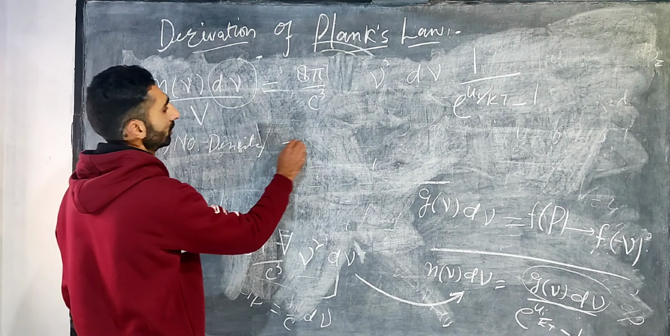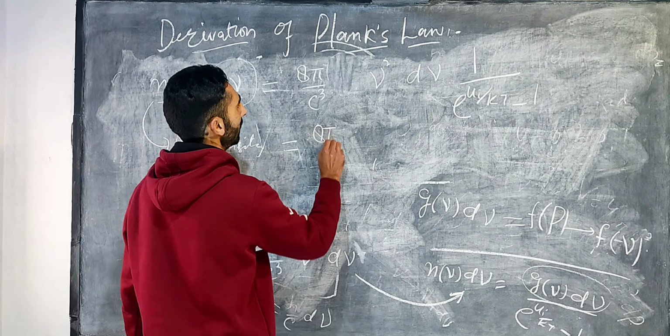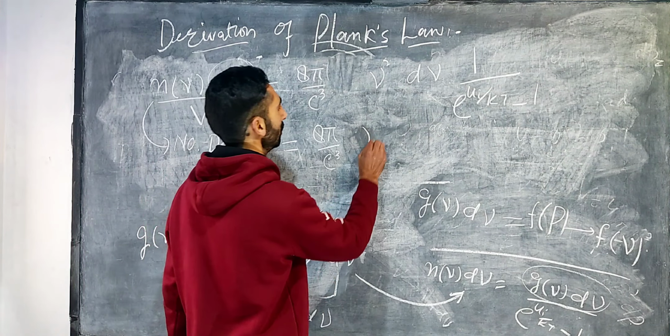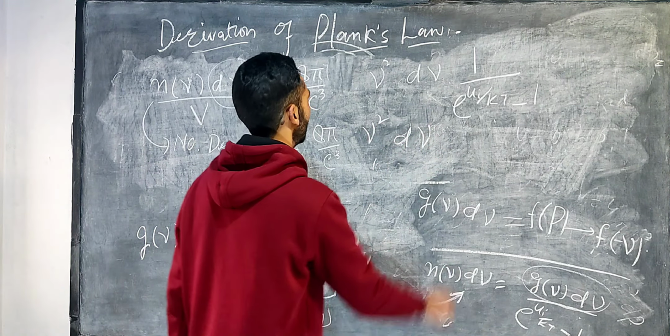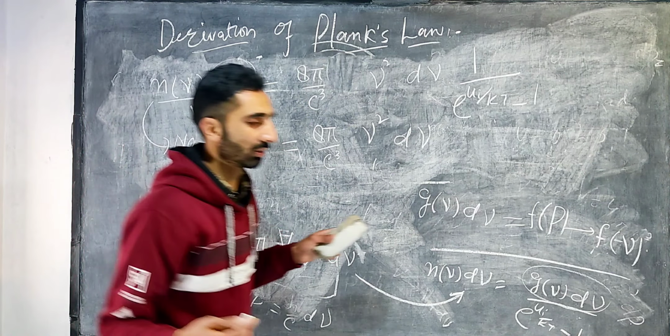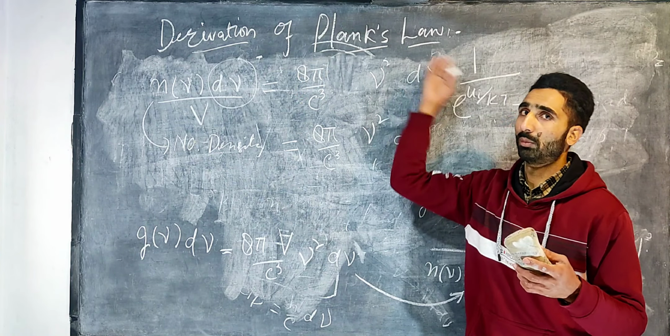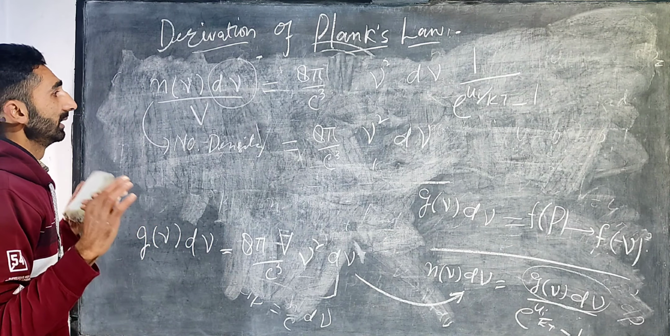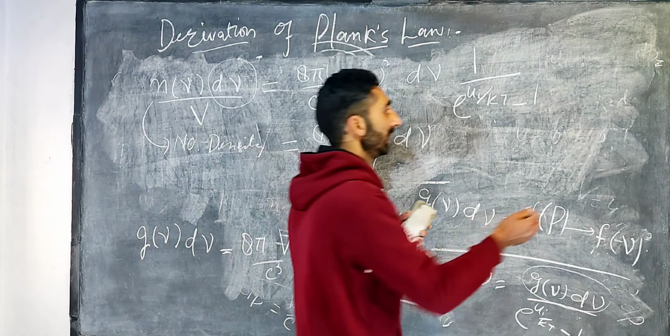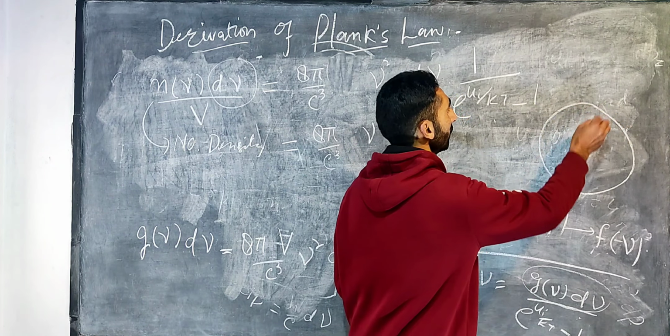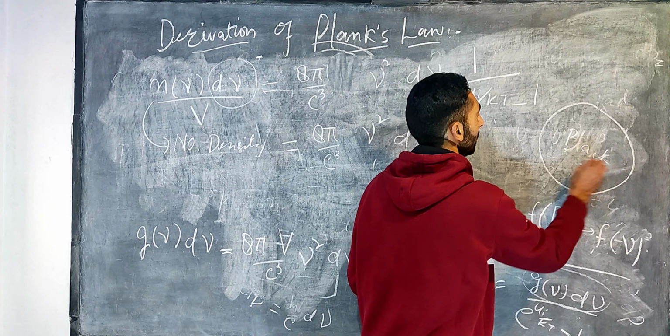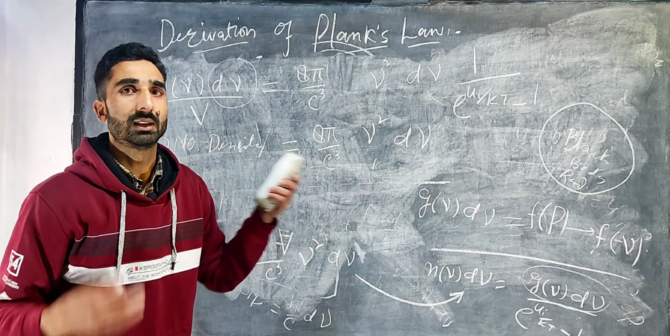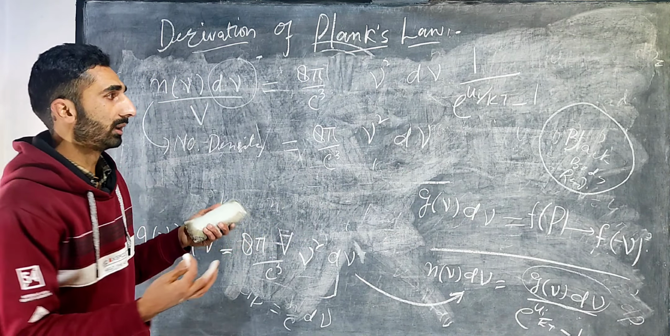So that will be equal to 8 pi divided by c cube, nu squared d nu. This is the number density, and we have to calculate what the derivation of Planck's law actually is. We have to calculate the energy density of the emitted radiations or the absorbed radiations from the black body. Black body radiations. We have to calculate the energy density which is emitted from the black body.